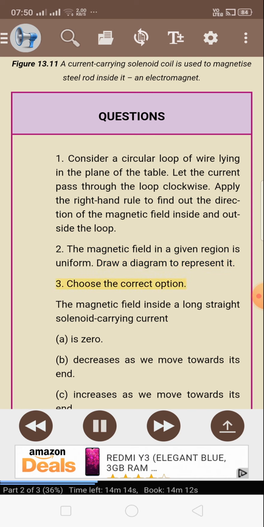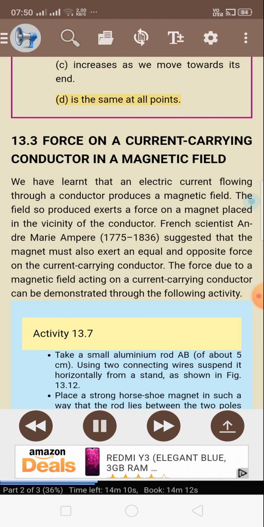3. Choose the correct option. The magnetic field inside a long straight solenoid carrying current: A, is 0. B, decreases as we move towards its end. C, increases as we move towards its end. D, is the same at all points.